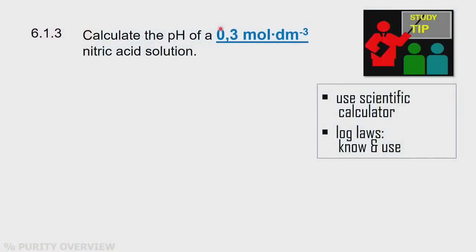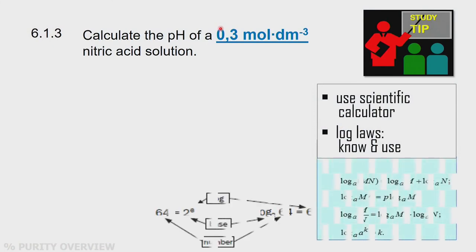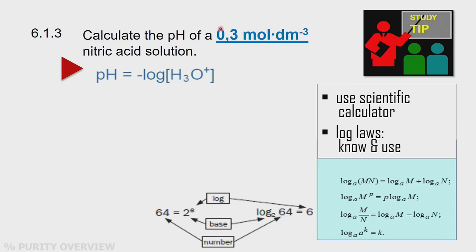And then in grade 12, you will get your log laws to the right-hand side, but that's not so important today. We just want to tell you that there are four log laws, and you must know when it's a base, a power, and a number, but that's grade 12 work. Now, when I write down the formula for this, this is how I write it down. Just watch. From the data sheet, I get the pH is equal to the negative log of the hydronium ion or hydrogen ion concentration.